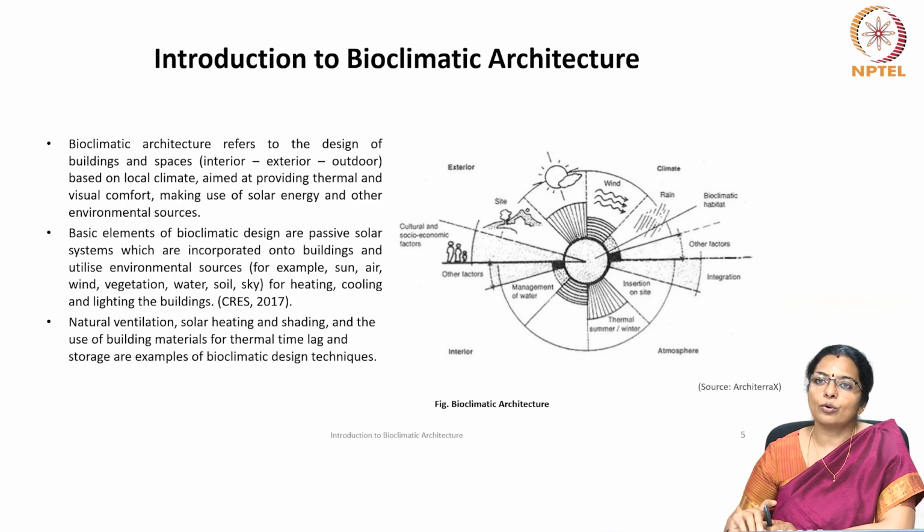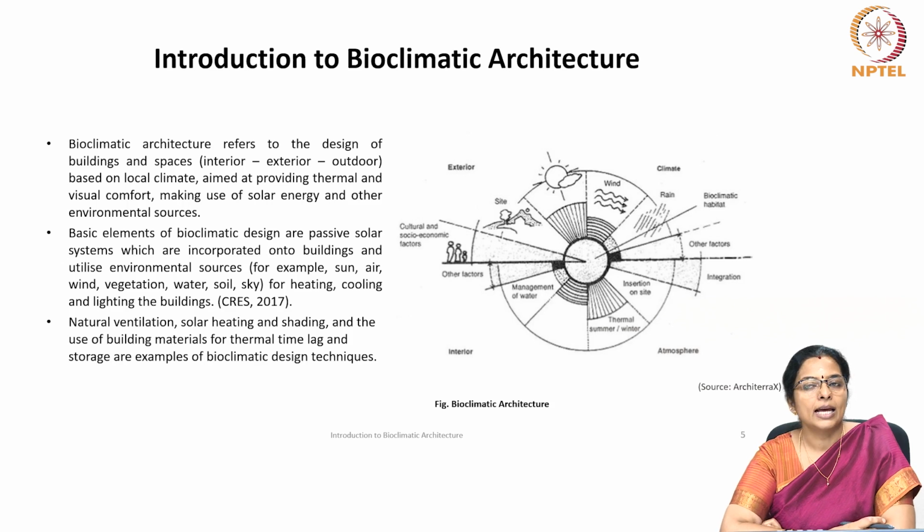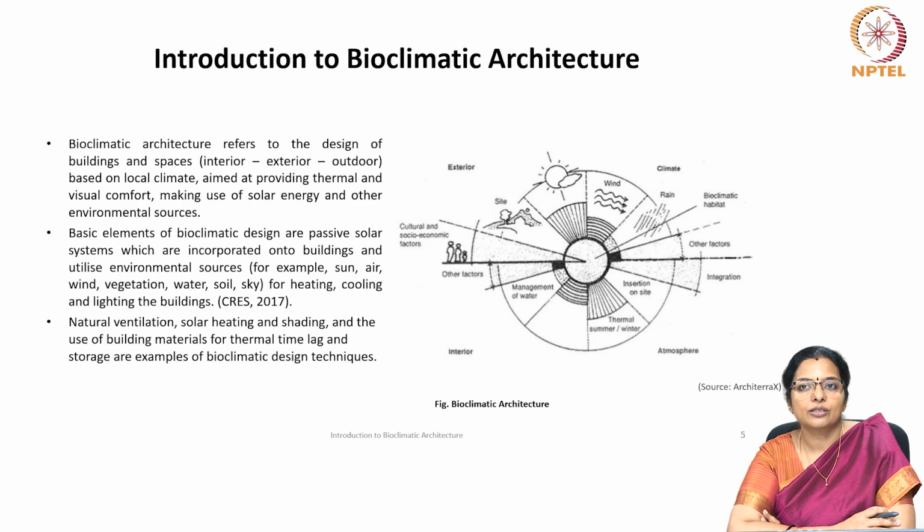In short, bioclimatic architecture refers to the design of buildings and spaces, that is, interior spaces, exterior or outdoor spaces, semi-enclosed spaces, etc. But it must be based on the local climate, and it is aimed at providing a thermally as well as visually comfortable environment by making use of passive solar systems like solar energy and maybe some other environmental sources. What are these? We will look at them in the further classes.